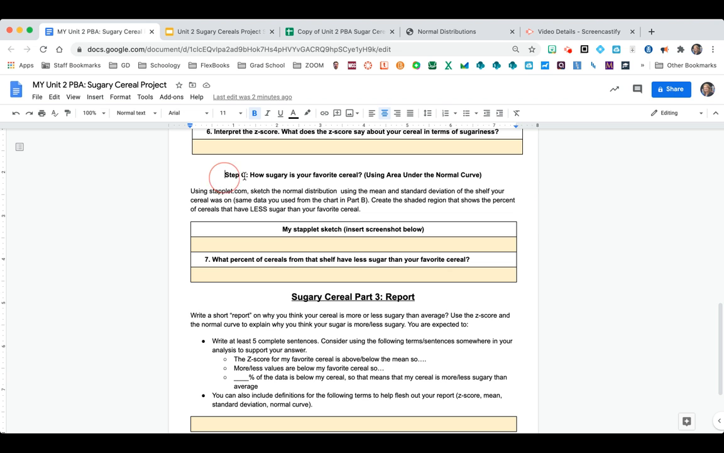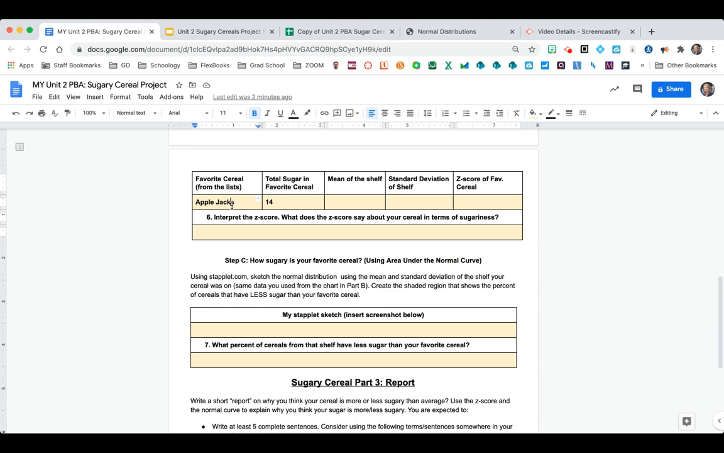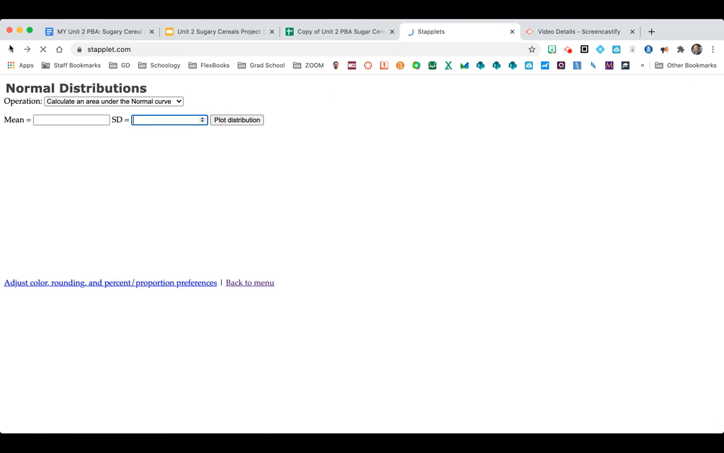But anyways, when you get to step C, you're going to use the same cereal that you picked for part B, Apple Jacks, for my example. I'm going to take the mean and the standard deviation from that shelf, the top shelf, and input it into Stapplet.com/normal distribution, right? Normal distribution is what I want to look for. So I go to Stapplet, I go to normal distributions, I identify the mean. Let's say it was 15 and the standard deviation was 4.5.